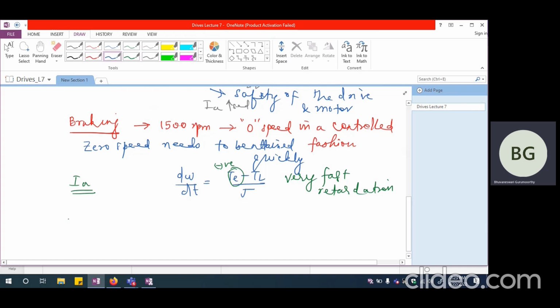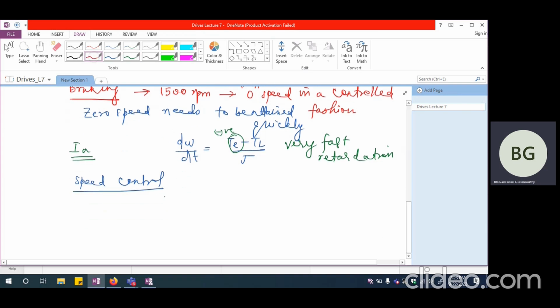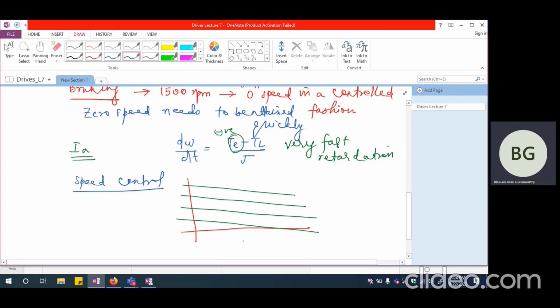The third kind of operating condition is where we want to attain speed control. In the last class we said that if we are talking about, for example, a separately excited DC motor drive or shunt motor drive, we are going to have speed-torque characteristics somewhat like this. The speed is along the y-axis, and the torque is along the x-axis.